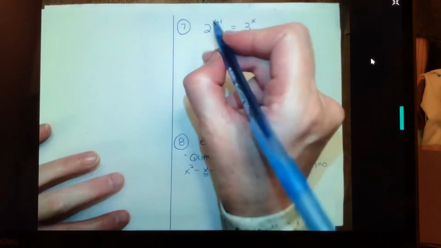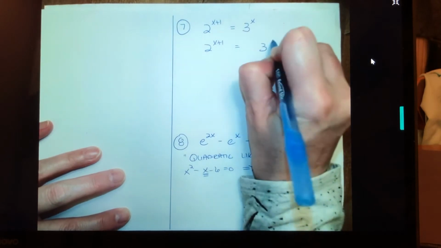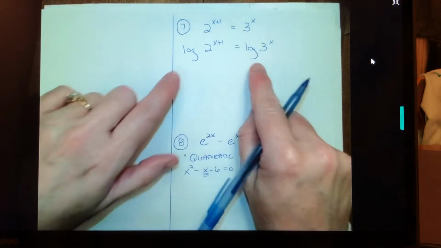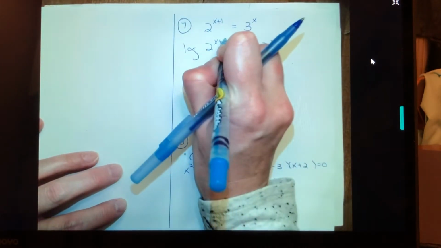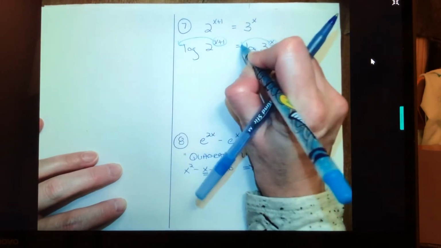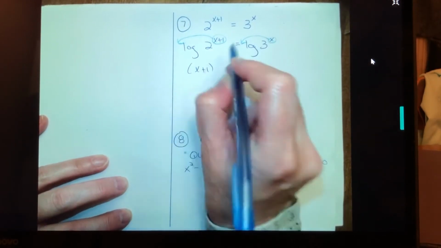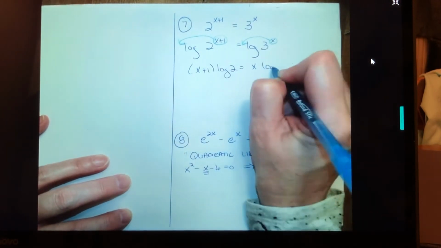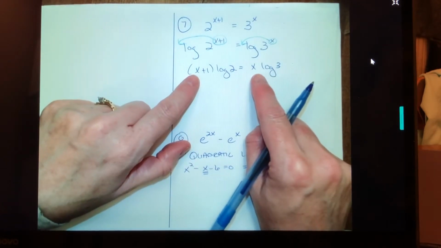sides. And again, it doesn't matter which log we want to do. So I'm just going to do, let's say, log base 10. So there we go. I've written the word log in front of both. Now that they're written as logs, we can use that skill of bringing those exponents down to the main line. So I'm going to rewrite this as x plus 1 times the log of 2 equals x times the log of 3.